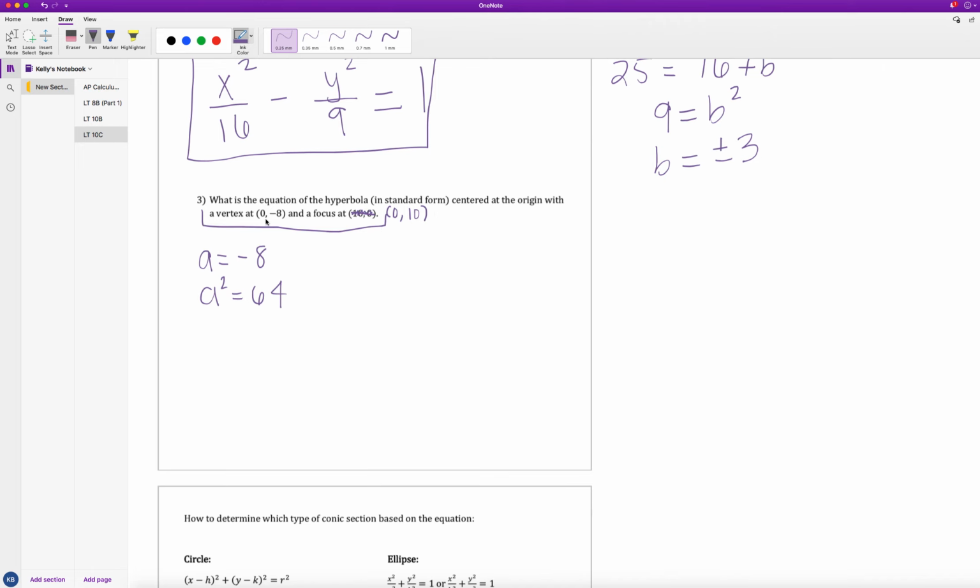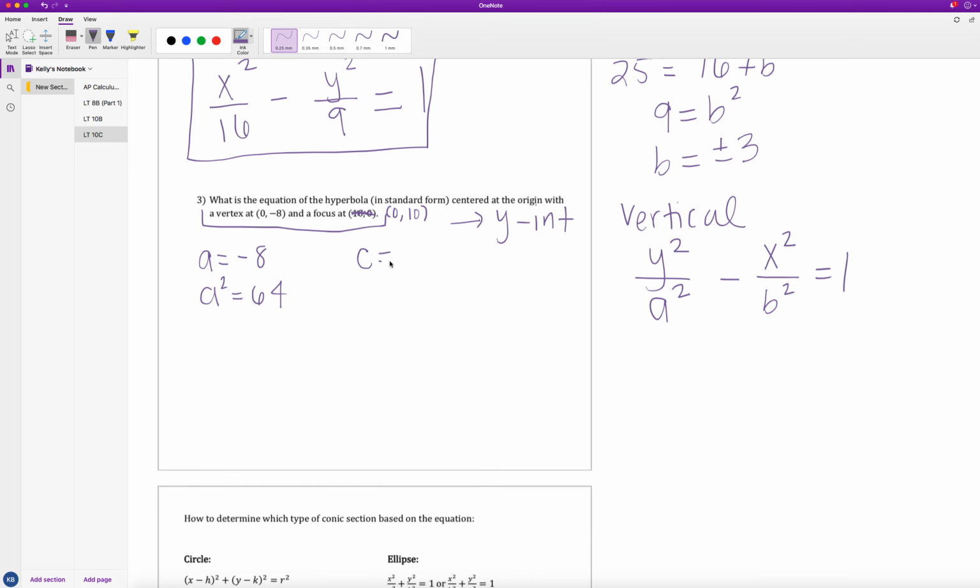Since both of these are now y-intercepts, that tells me right off the bat that I have a vertical hyperbola. What that means is that my y squared term comes first, so I have y squared over a squared minus x squared over b squared is equal to 1. We have our a squared value, but what we're after again is our b squared.